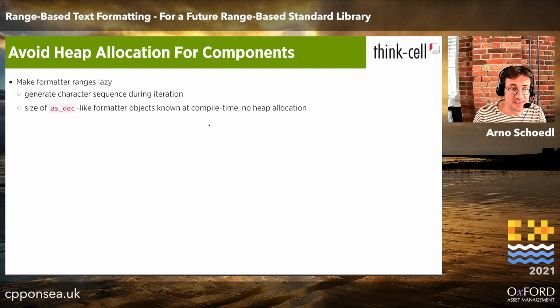And a good thing is that the size of these formatter objects is known at compile time. They just capture whatever you give to them, and you don't need any heap allocation typically. You can just store them on the stack.